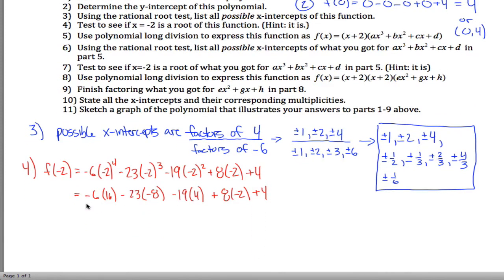So now if I multiply these numbers, negative 6 times 16 is negative 96. Negative 23 times negative 8 is positive 184, I think. If you do 23 times 8, I think you get 184, because 25 times 8 would be 200, but we're 2 short of 25, so we have to get rid of 2 of those 8s. We have to get rid of 16. 200 minus 16, 184. 19 times 4 is 76 on the negative side, because 20 times 4 is 80, but we're not quite there.